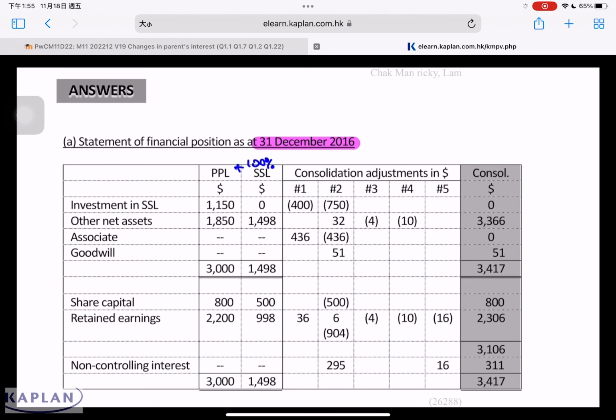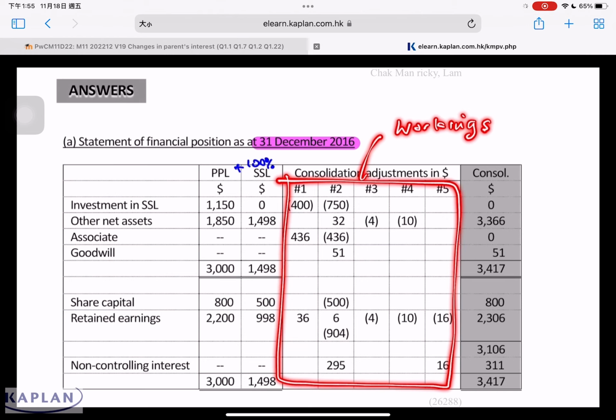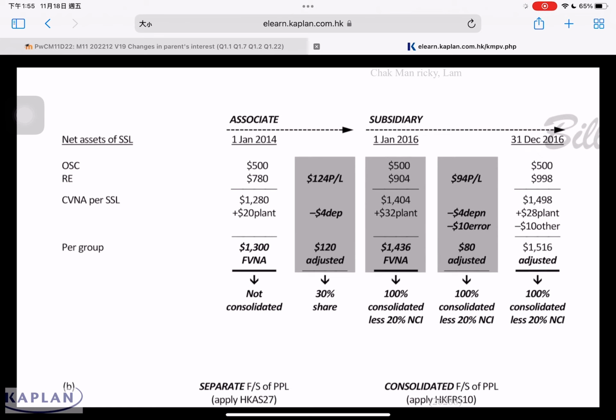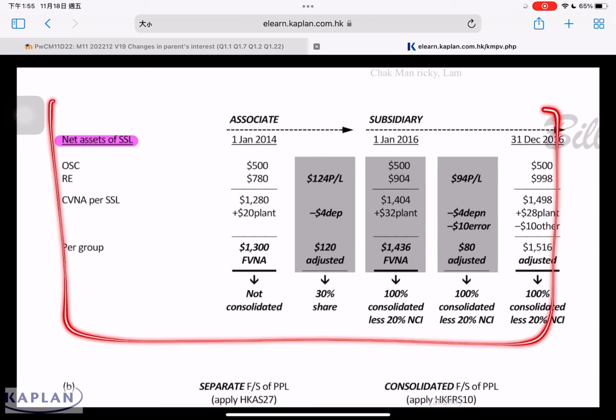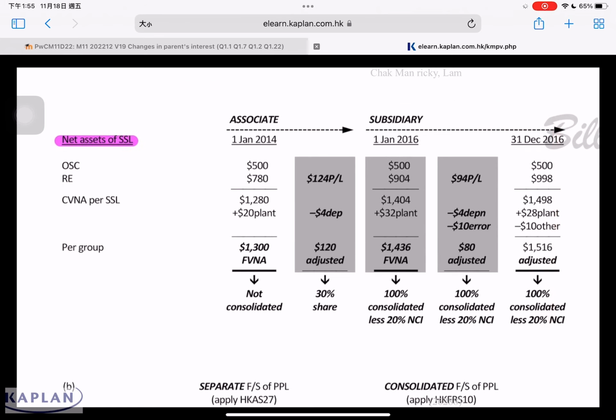Whenever we talk about adjustment entries, you must set up a working to come out with this set of adjustment entries. I will use the working I normally use. Something like this, the net assets of SSL. First, we must organize the figures and understand the questions.